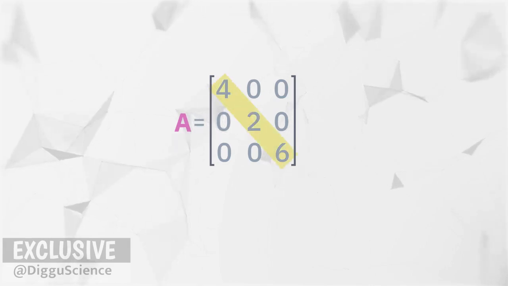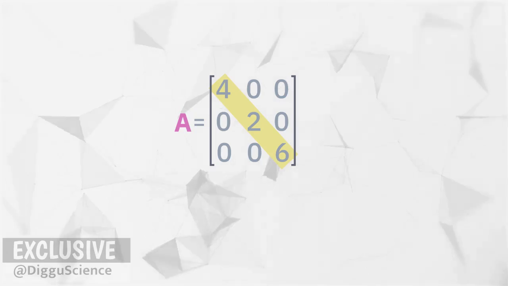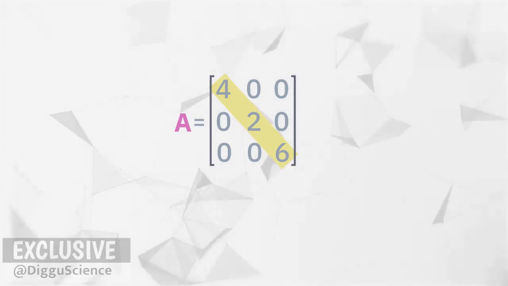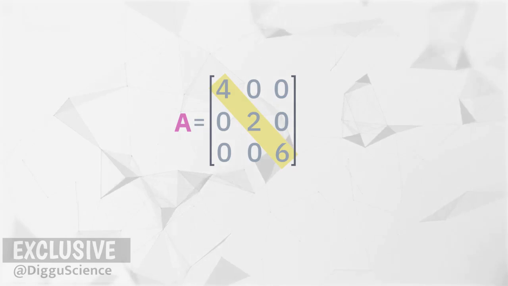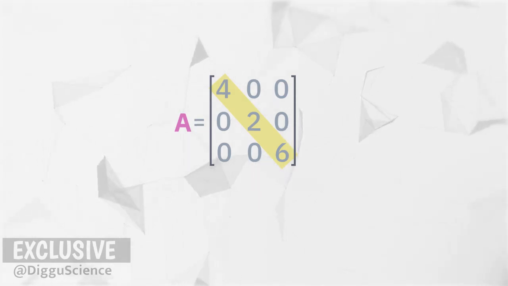A square matrix has a main diagonal. Well, the numbers on the main diagonal in the matrix are 4, 2, and 6. Matrix elements other than the elements in the main diagonal are 0. Thus, matrix A is a diagonal matrix.